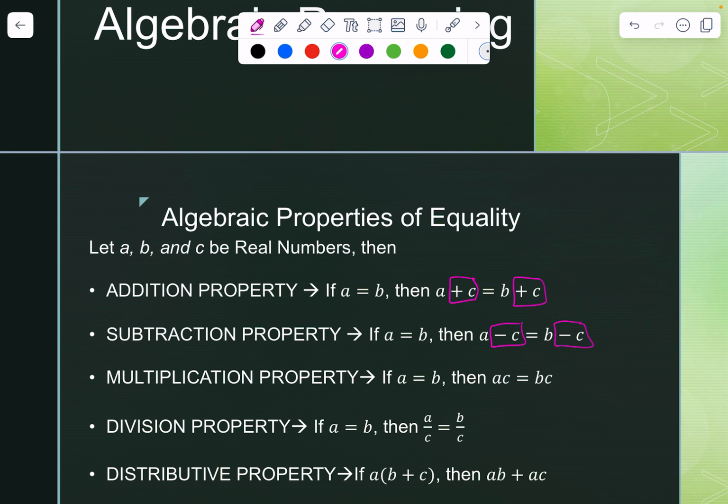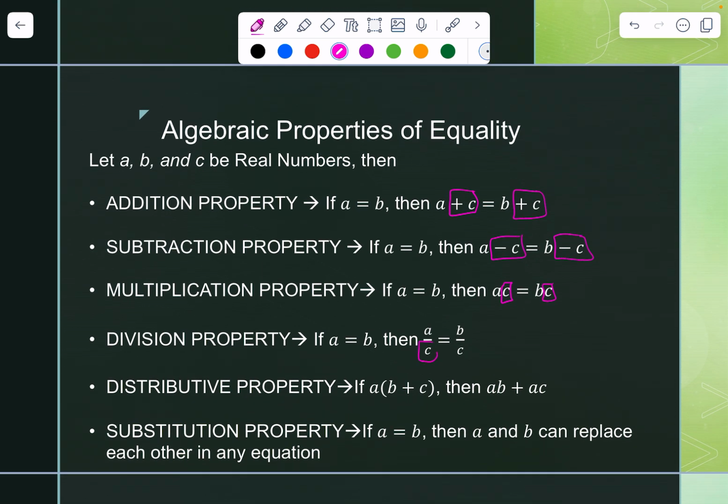Multiplication property, we're going to multiply by C to both sides. Division, we're going to divide by C to both sides. So those four are very similar to what you would expect. Addition, you're adding the same thing to both sides. Subtraction, you're taking it away. Multiplication, you're multiplying the same thing to both sides. Division, you're dividing. The distributive property we have talked about.